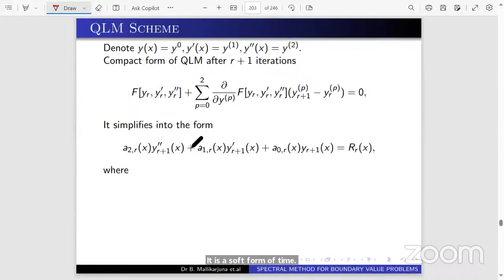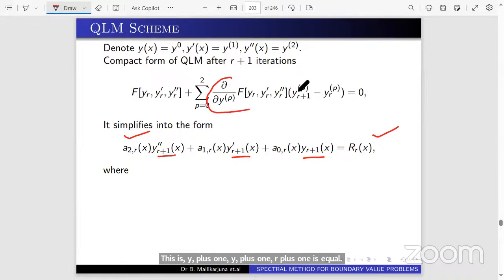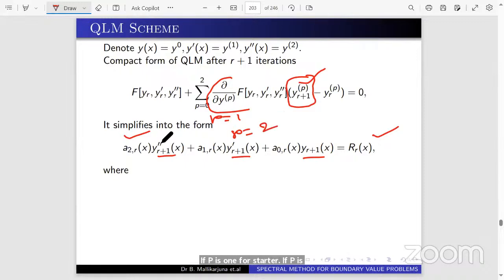Now it simplifies into this form: a p r, yr double prime. This is yr plus 1, yr plus 1 prime, yr plus 1 double prime equal to r, because this is differentiating with respect to this. P stands for the derivative. If P is 0, only y. If P is 1, first order. If P is equal to 2, second order. That is why, accordingly, it is y double prime, y prime and y.